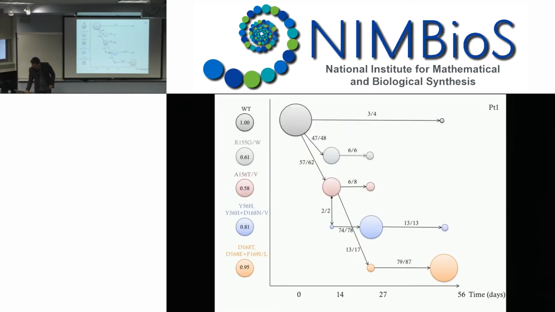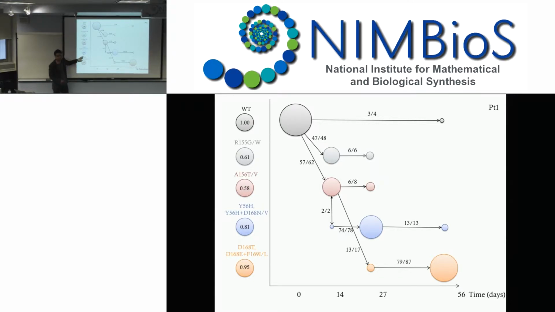Okay, so let me go through my last slide. We want to summarize what's going on in that patient. We have five patients, and four of them look similar. The patterns in those four patients look similar to this one. Before treatment, at day zero, the viral population is mostly dominated by the wild type. The big circle denotes the fraction of sequences we sampled. And at day 14, we see a high frequency of this highly resistant mutant, which we estimated has a very high resistance level.